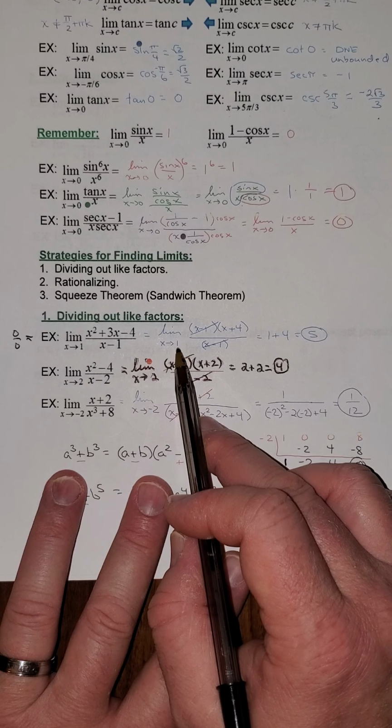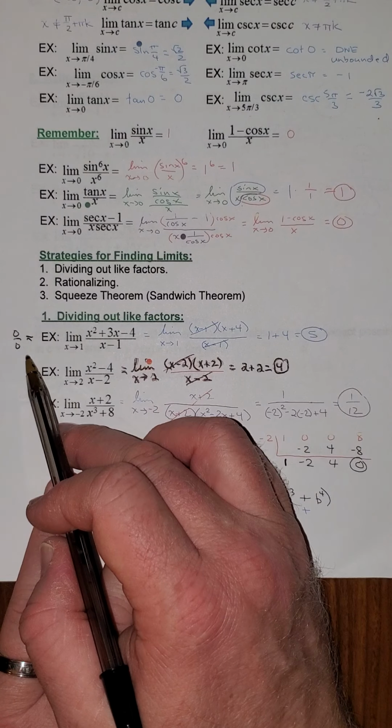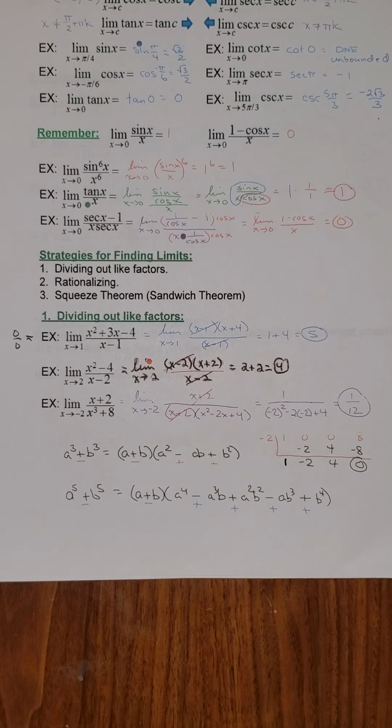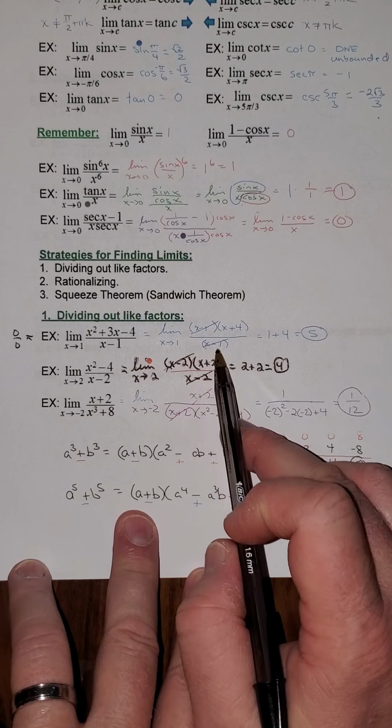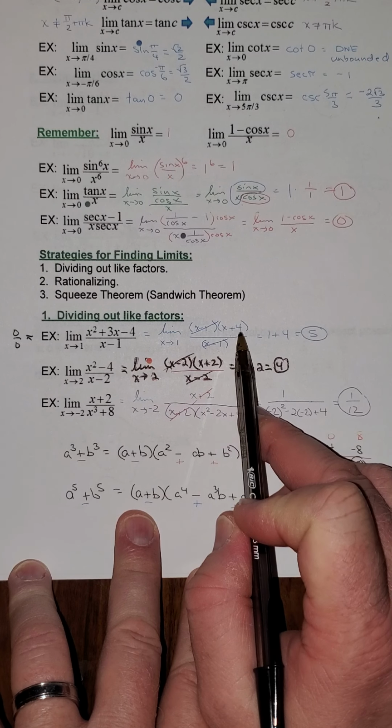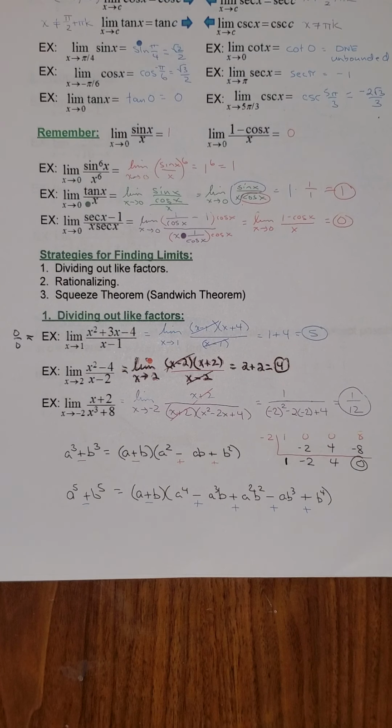If x is approaching 1 and you get 0 over 0, there is probably an x minus 1 as a factor on the top and the bottom. And once those factors cancel, you can plug in the 1. 1 plus 4 is 5. The limit here is 5.